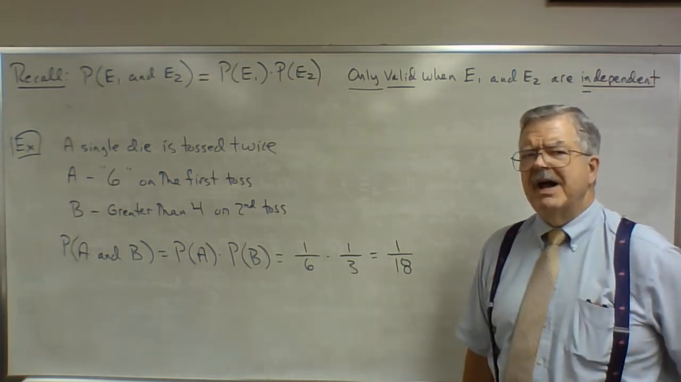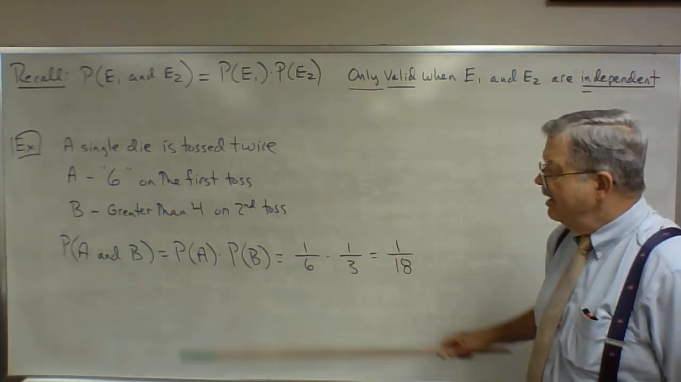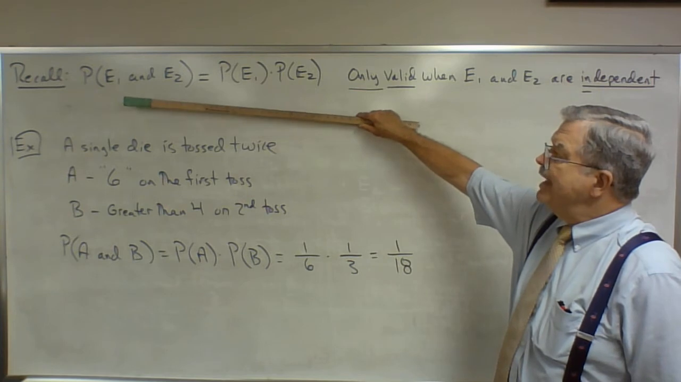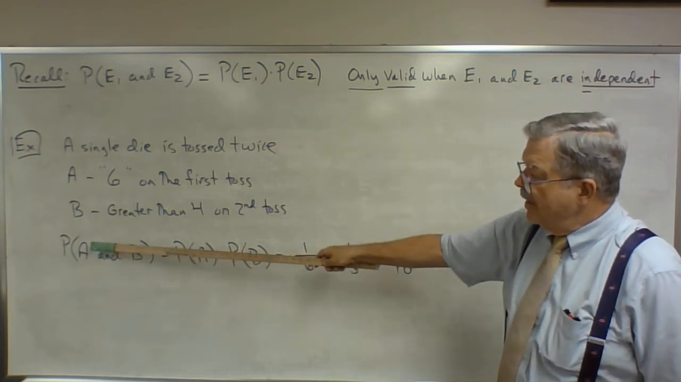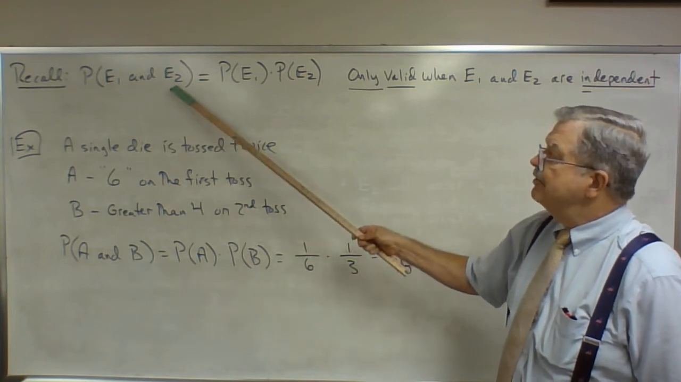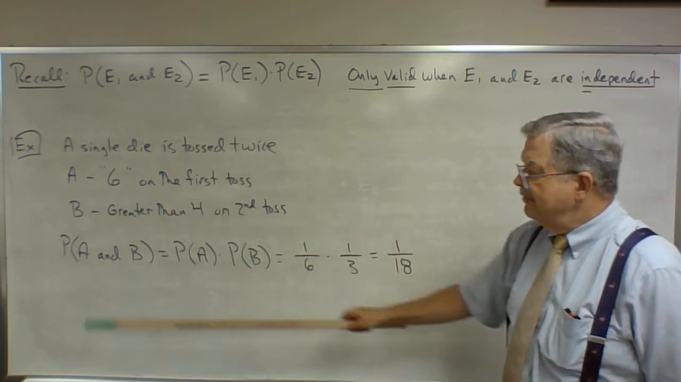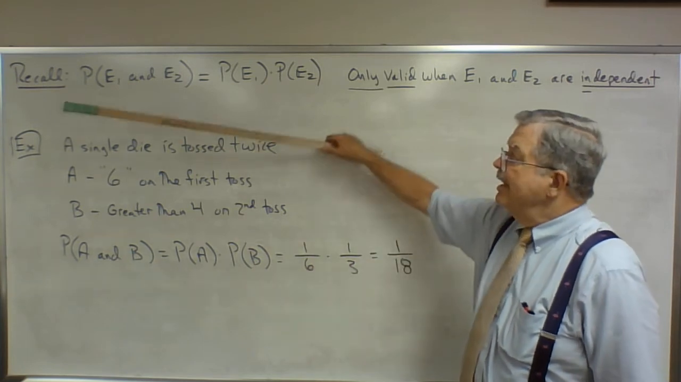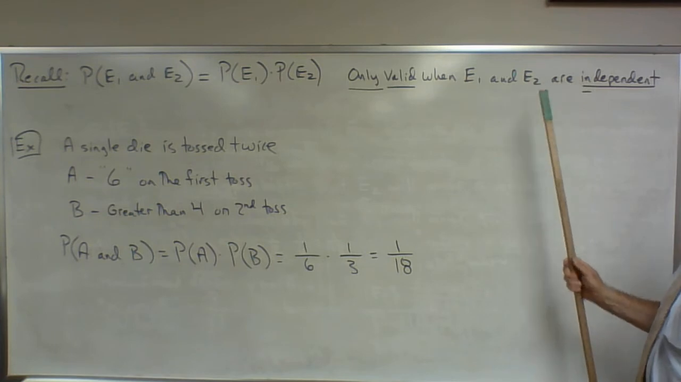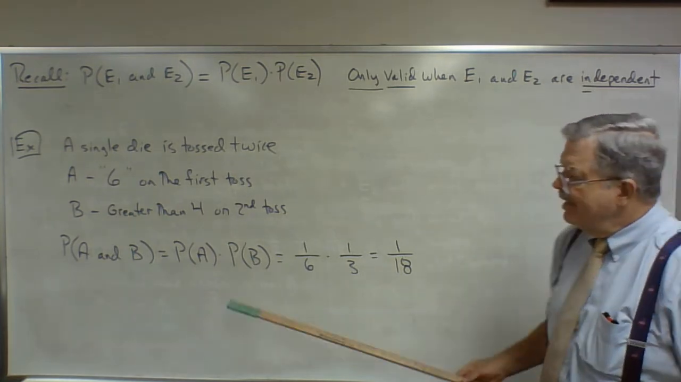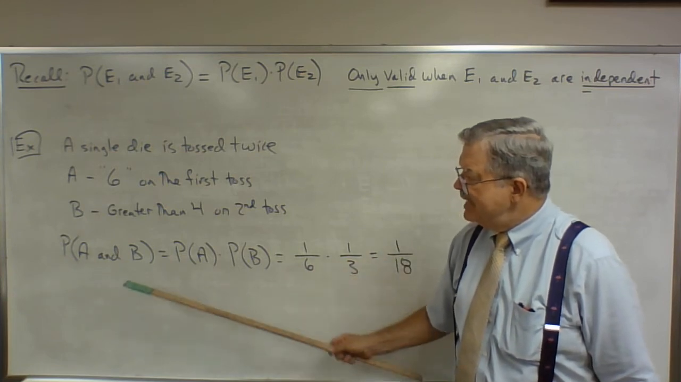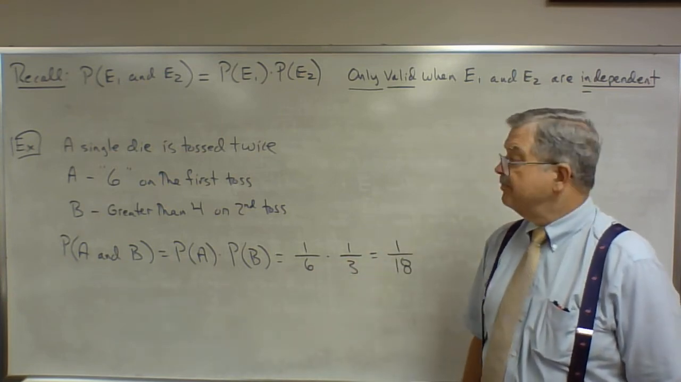Were we justified in using that formula? Remember, this formula is exactly the same as this formula, where A is our E1 and B is our E2. Same formula. And this formula requires that the events E1 and E2 be independent. So here, this formula requires that A and B be independent.